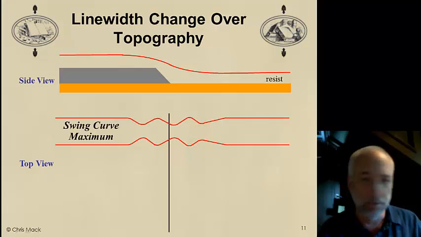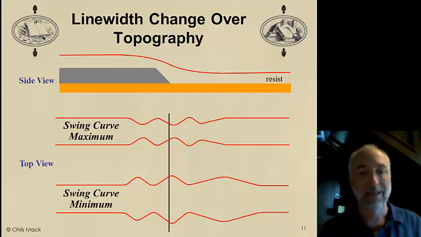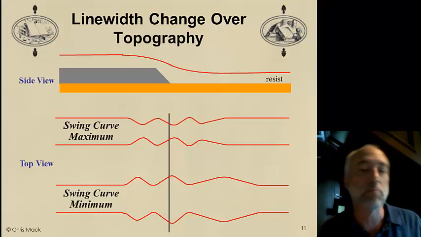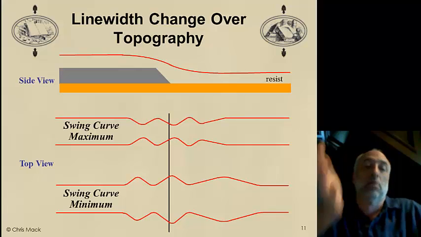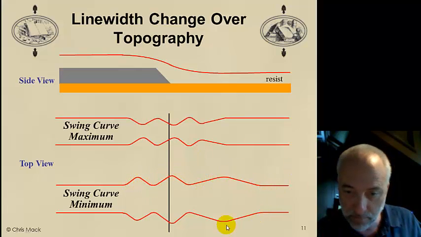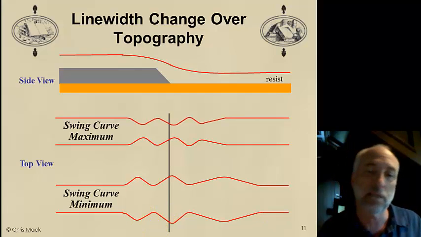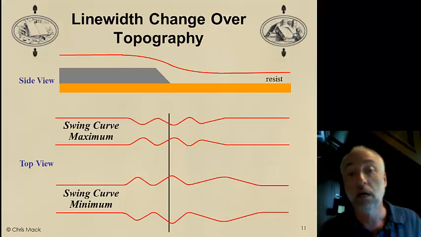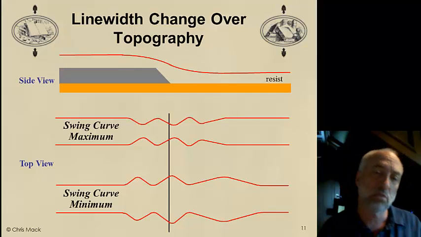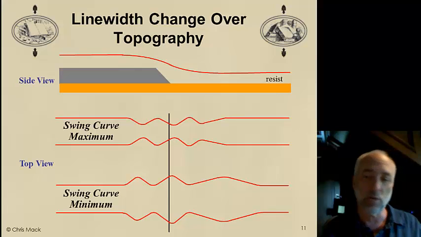Well, that's not good. It's also not that good if I pick the swing curve minimum. At a swing curve minimum, all errors in resist thickness make the line width bigger. And so I get these bulges in the lines. Well, which of these is better? It kind of depends on what you're making. Sometimes you're more sensitive to line widths that get too small. Sometimes you're more sensitive to line widths that get too big. So it depends on the exact patterns that you're printing, which of these you might choose.